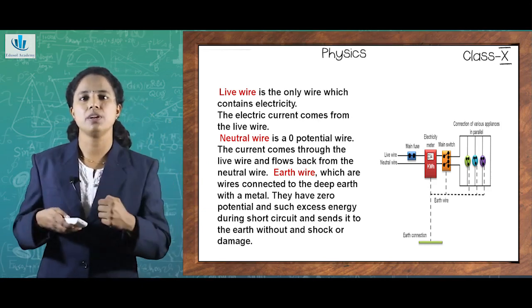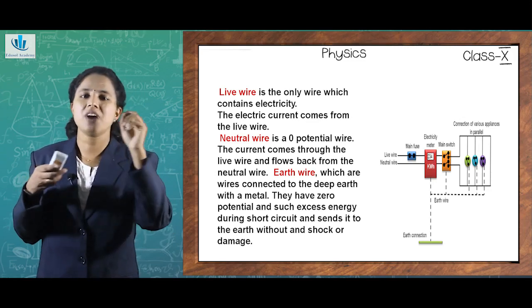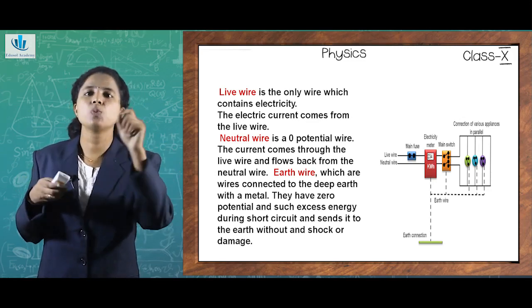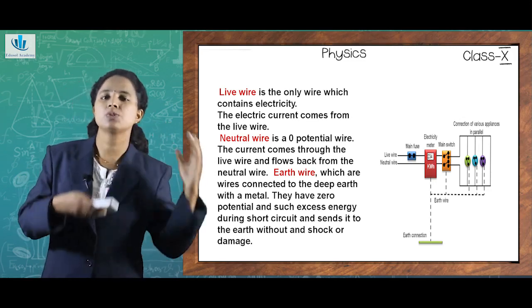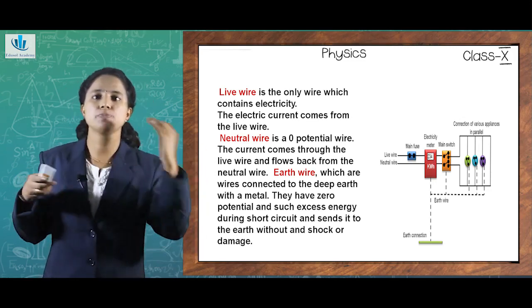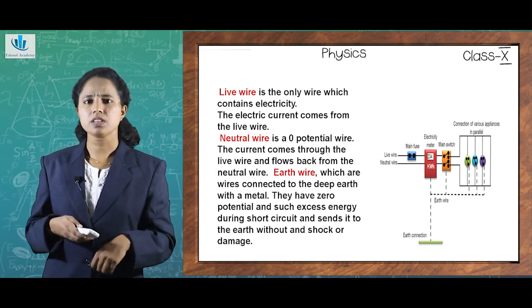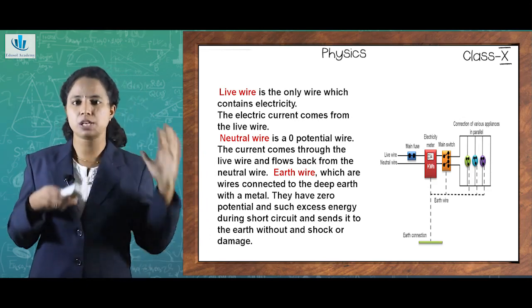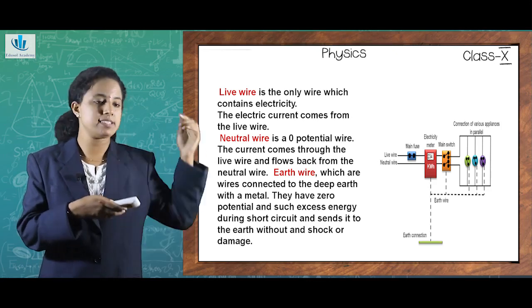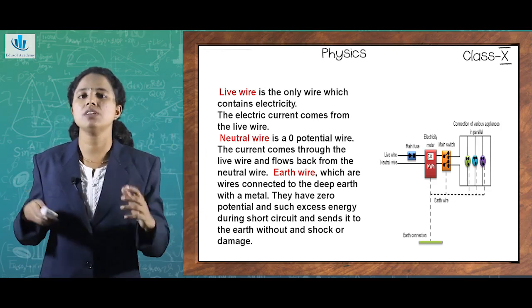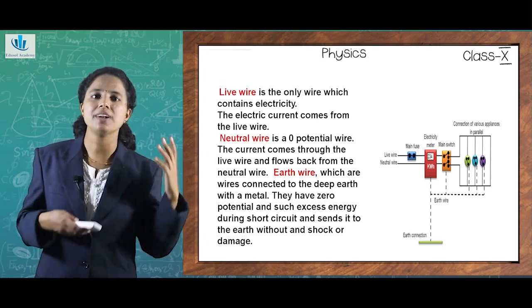And how is it useful? The current, we have already said, the wire which contains electricity is the live wire, isn't it? So the current that comes through the live wire then flows back from the neutral wire. The earth wire, which has zero potential, sends the excess energy during short circuits to earth without any shock or damage.